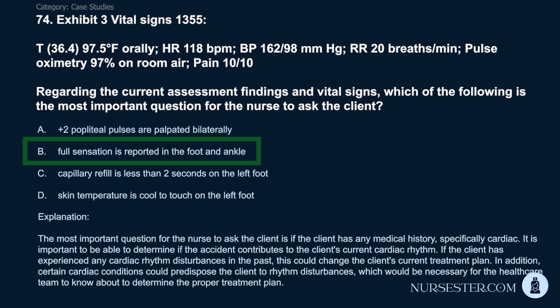The most important question for the nurse to ask the client is if the client has any medical history, specifically cardiac. It is important to be able to determine if the accident contributes to the client's current cardiac rhythm. If the client has experienced any cardiac rhythm disturbances in the past, this could change the client's current treatment plan. In addition, certain cardiac conditions could predispose the client to rhythm disturbances, which would be necessary for the healthcare team to know about to determine the proper treatment plan.